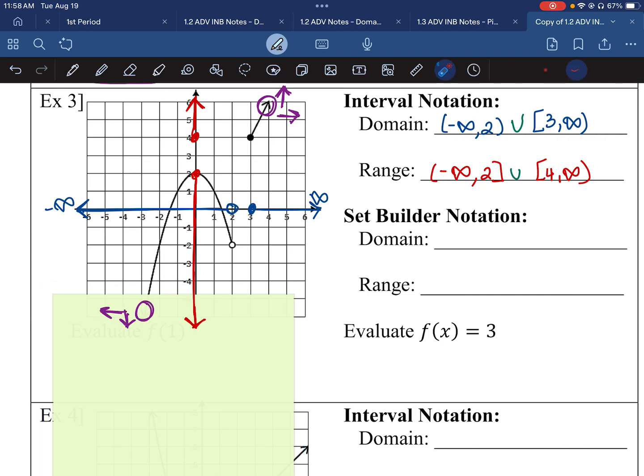So because we have this gap, it moves from -infinity to 2. The gap is the union. And then we have the second section that starts at 3 and moves on to infinity.